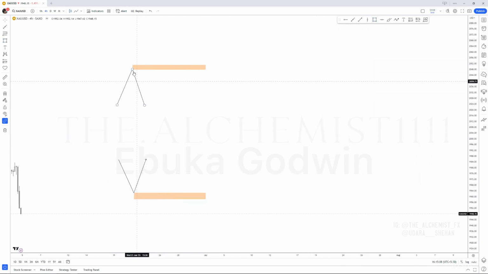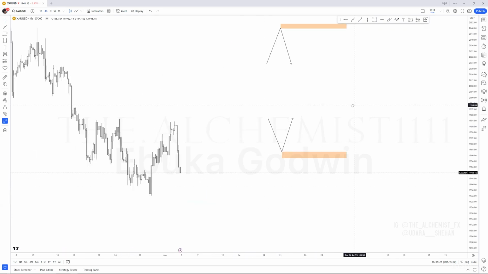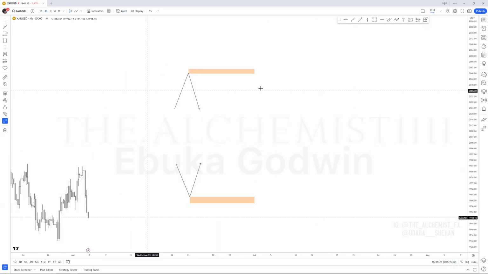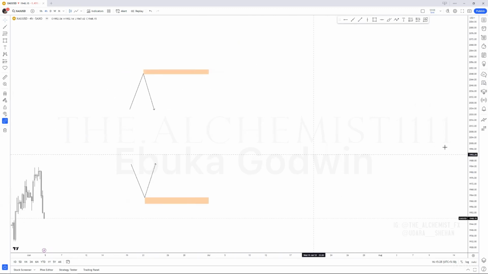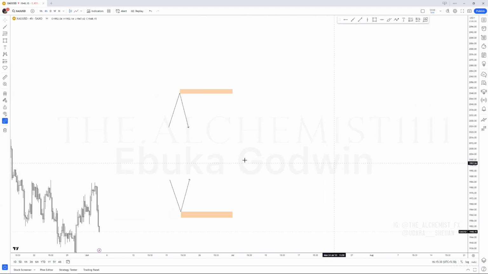Now, remember, a resistance is formed when you have a bullish candle followed by a bearish candle. When we have a bearish candle followed by a bullish candle, we have a support. I'll show you examples in the chart, don't worry. Let's go through this first and then I'll show you the examples.